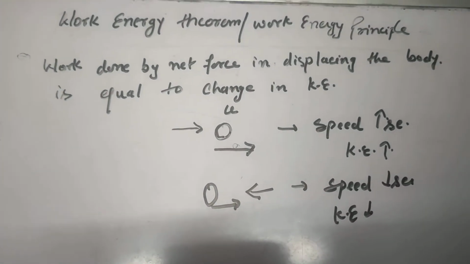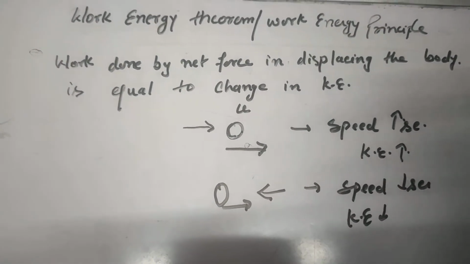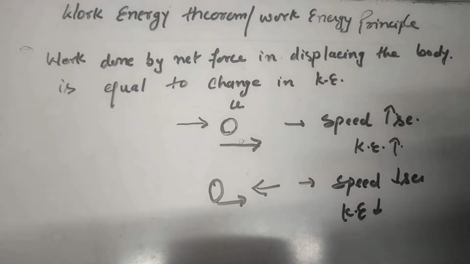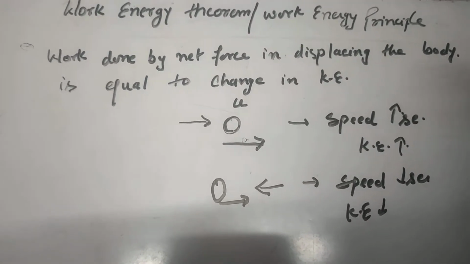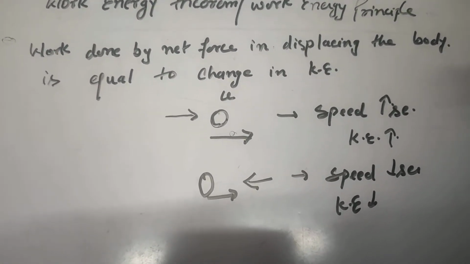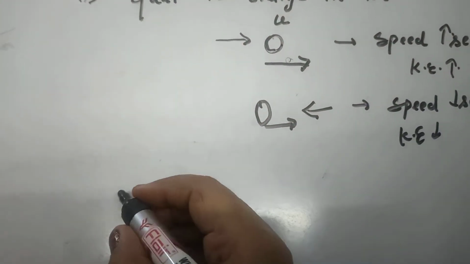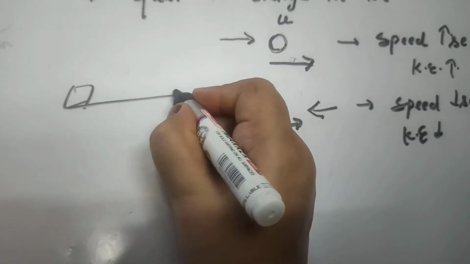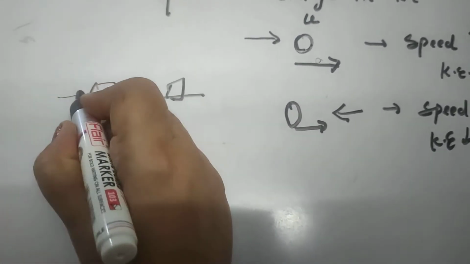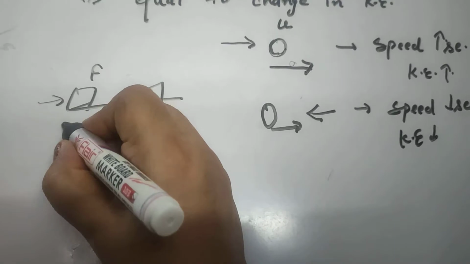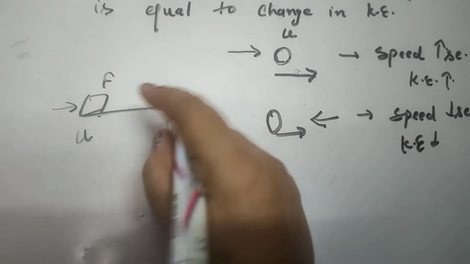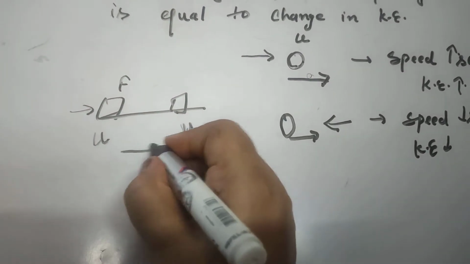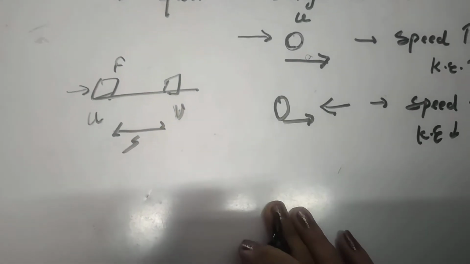It means whenever force is applied, some work is done. We know that work is F into ds, but that work done is actually the measure of the change in kinetic energy. Let us now prove that. Let us consider a body lying on a horizontal surface and we apply a force F. Initially the body is moving with velocity u, and on applying the force it reaches a velocity v. The displacement is s, and a is the acceleration.